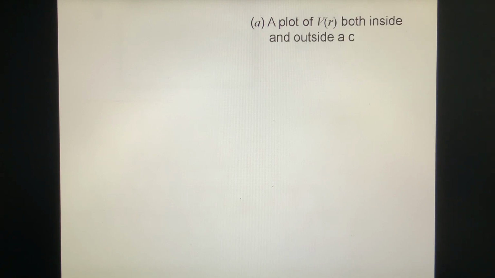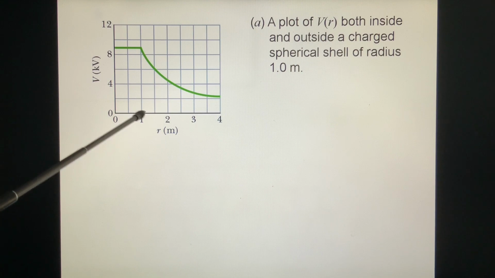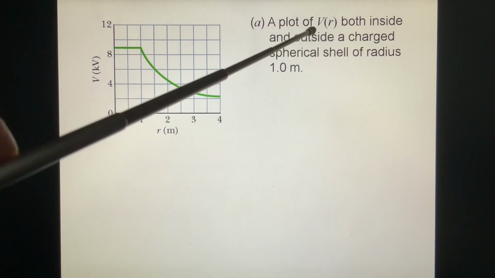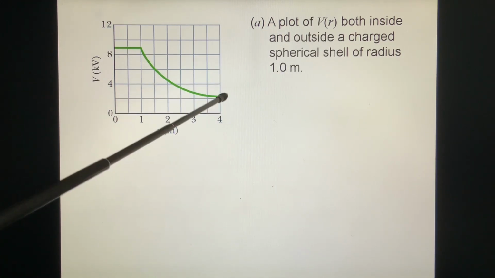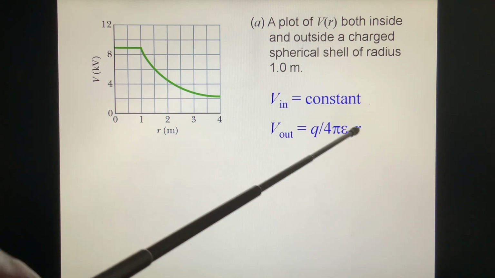A plot of V both inside and outside of a charged spherical shell of radius 1.0 meter. This is the border. Inside, V is constant, not necessarily 0. Outside, we treat it as a point charge, and V goes like 1 over 4 pi epsilon0 times Q over r. V outside equals Q over 4 pi epsilon0 r.